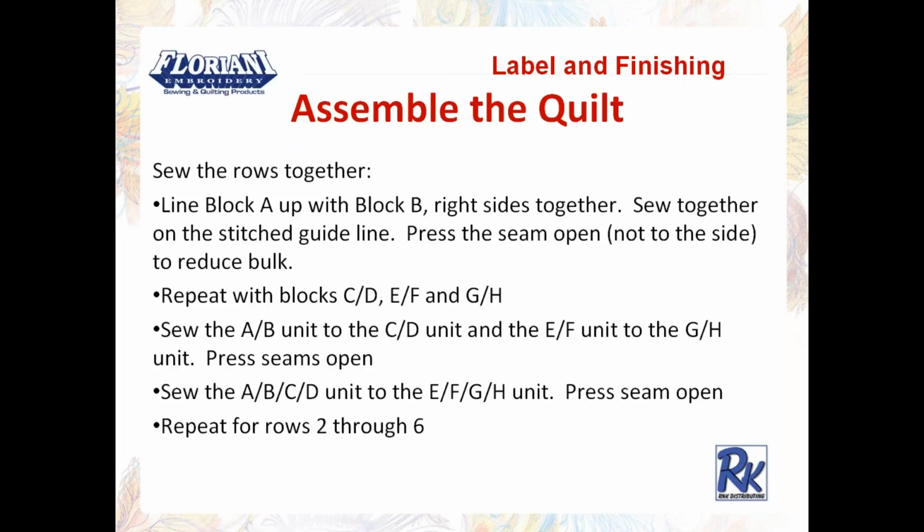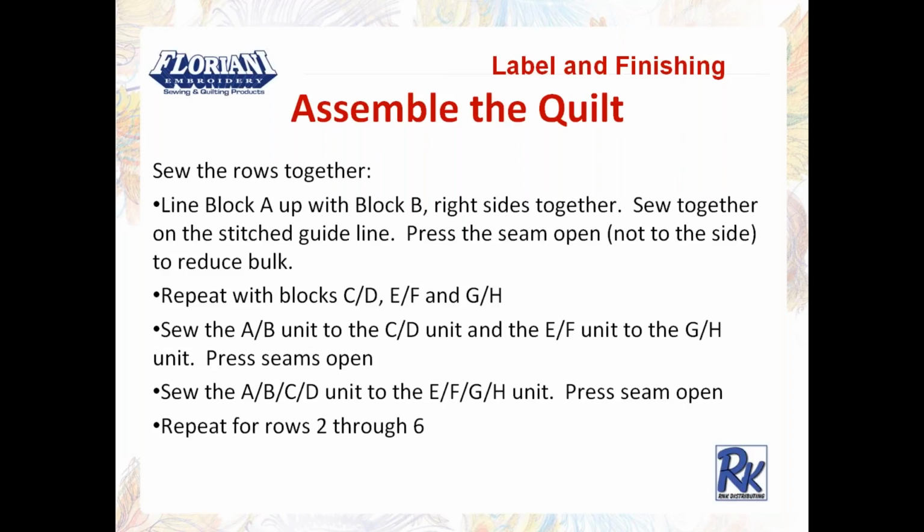So the first thing we're going to do is sew the rows together. So what you want to do is line block A up with block B, and this is from row 1. So you're going to take block A and block B. Easiest way to do that is from your layout, flip block B upside down onto block A, and that'll keep everything in the alignment that you worked so hard to create.